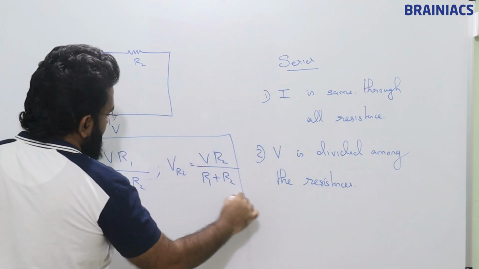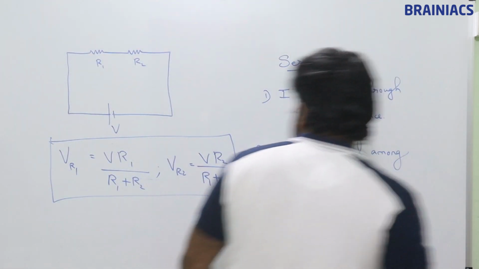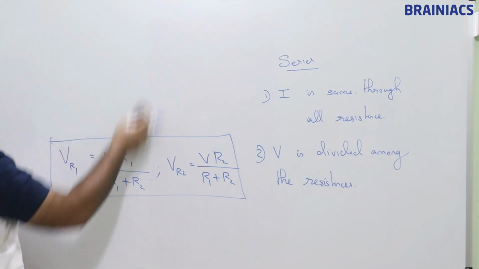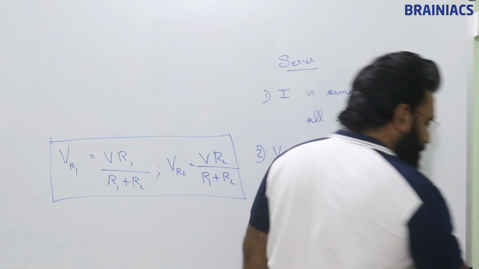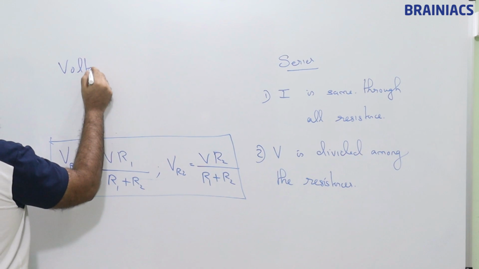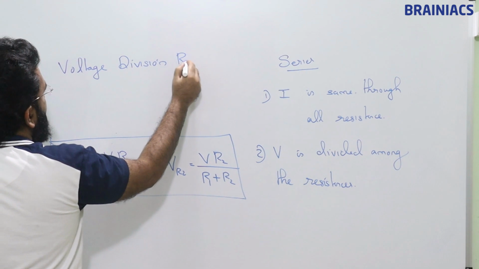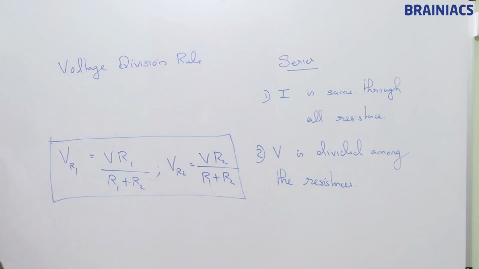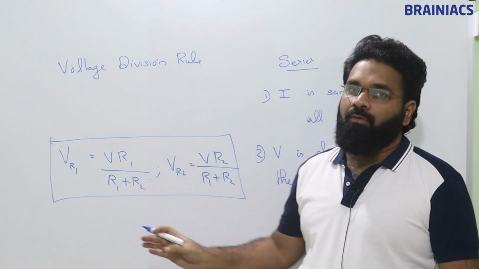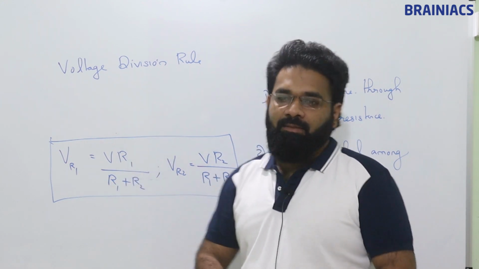Okay, note down this trick if two resistances are there. If three resistances are there, you can add that resistance also in the denominator. You can do accordingly. This is called the voltage division rule. Whenever we get a situation where applying the voltage division rule makes the problem easy to solve, then directly apply it and get the answer.